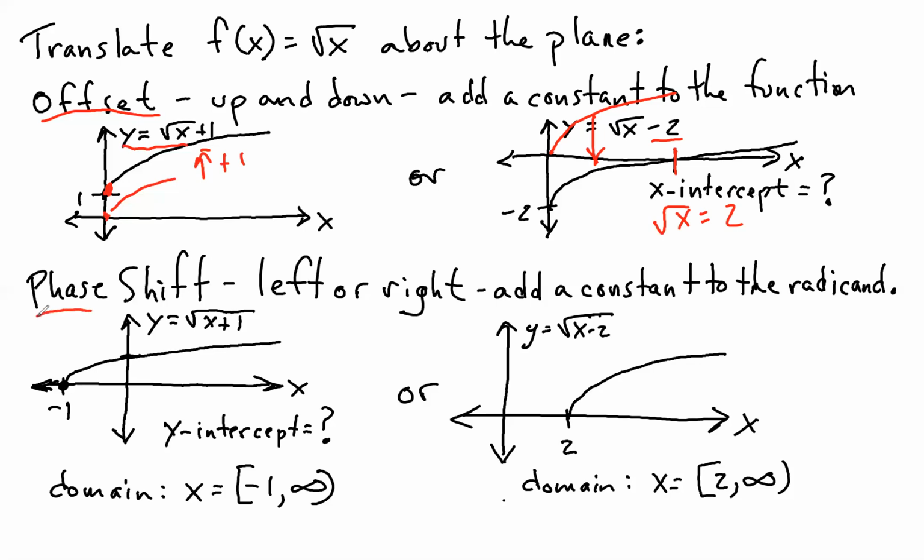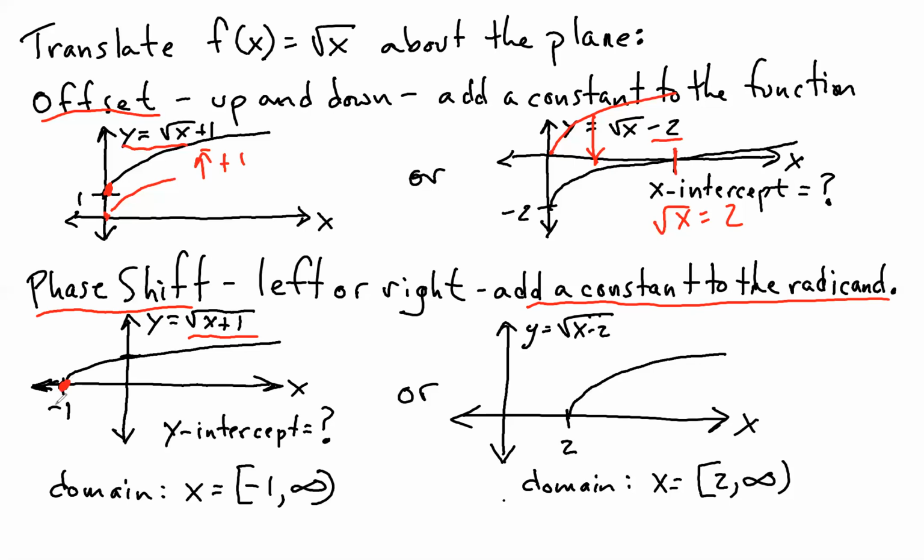Okay, a phase shift. That was when we moved the graph left and right. To do that, we add a constant to the radicand. Notice up above, we added a constant to the function. Now we're going to add a constant inside the radical sign, to the radicand itself. So if I add 1, ask yourself, what value does x have to be for y to be 0? Well, x has to be -1. -1 plus 1 is 0. So y will be 0 when x is -1, and that'll give us our starting point.